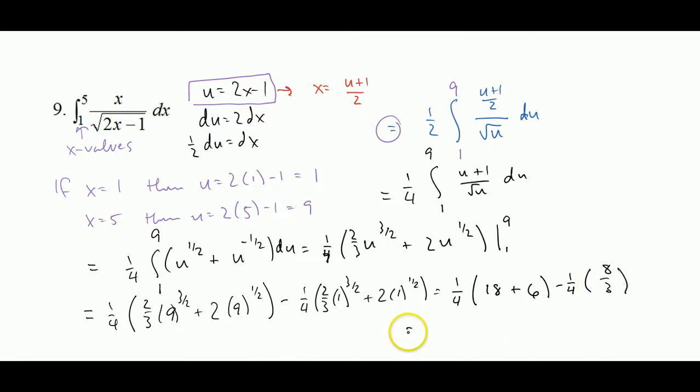8/3. Running out of room in my corner here. 18 plus 6, 24, times 1/4 will be 6, minus 1/4 times 8/3 is 2/3. 5 1/3, or 16/3 for a final answer.